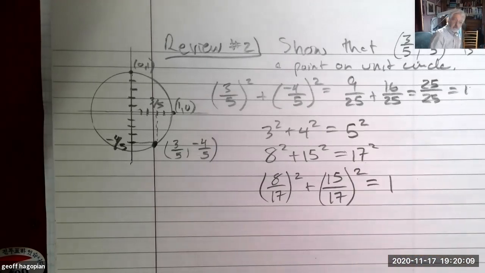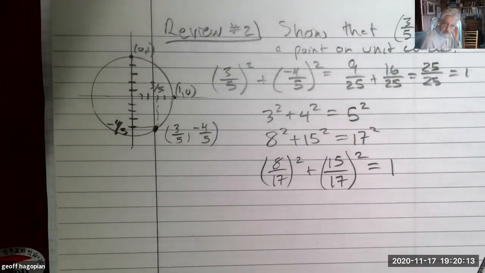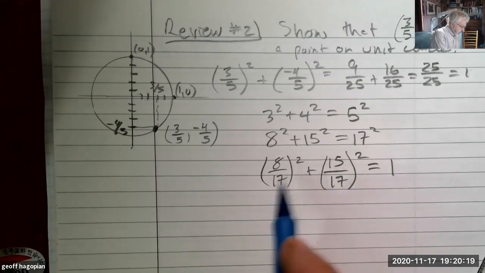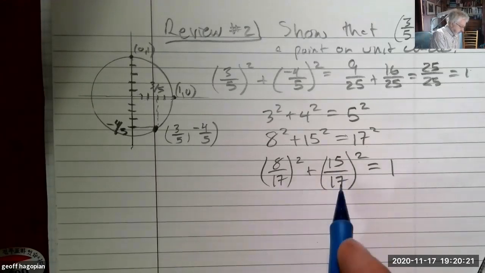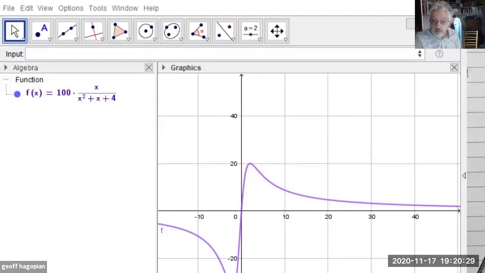That's going to be one. So yeah, you can pick any Pythagorean triple and divide by the hypotenuse, and you've got coordinates on the unit circle. So 8/17, 15/17. We could do that in GeoGebra, maybe. Would that be a good thing to do? Do I have GeoGebra here somewhere?